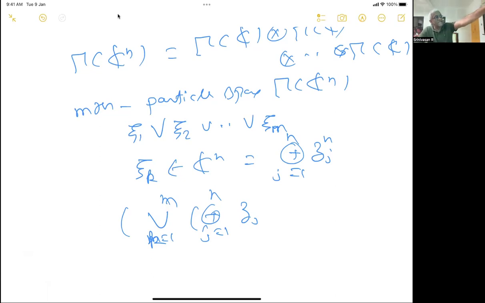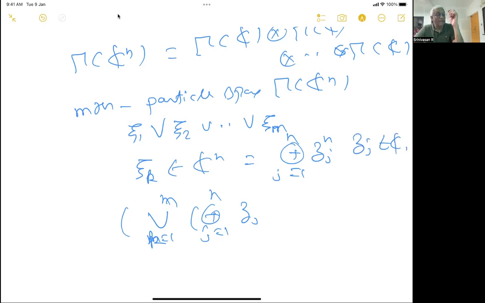The mth particle space of gamma of Cn is going to be xi1 wedge xi2 wedge up to xim. That's the mth particle space, where each xik is in Cn. Each of them is Cn. So they are in Cn means they are a direct sum of j equal to 1 to n, Zj, where Zj is a complex number. That's how it will look.